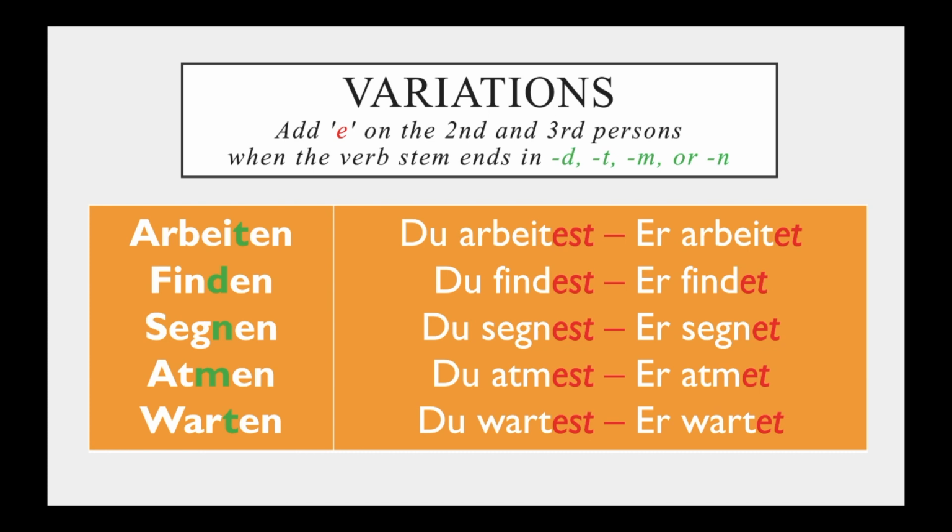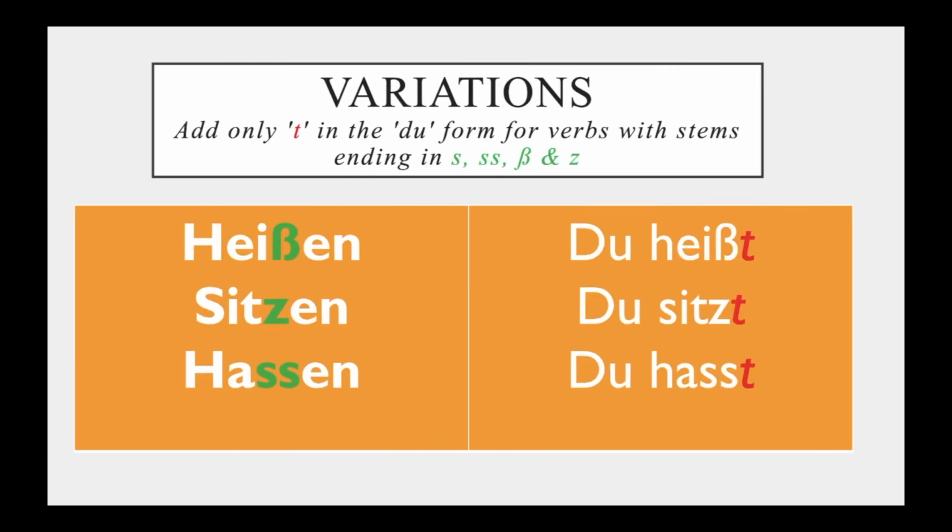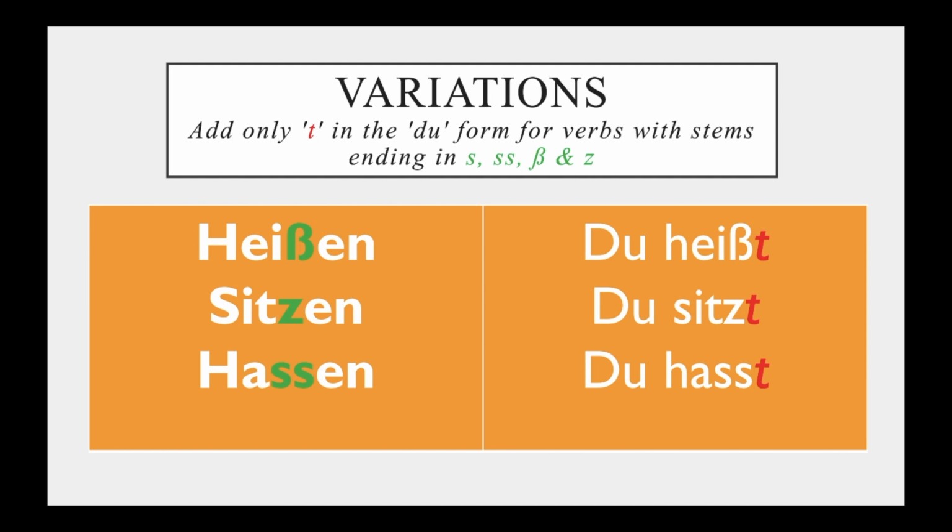Now, there are also verbs that end with s, double s, and ß, as well as z, and with those verbs, whenever we use the second form, the du form, we'll only add a t. We'll only add a t at the end of the stem of the verb, as in heißen, du heißt, sitzen, du sitzt, hassen, du hasst.